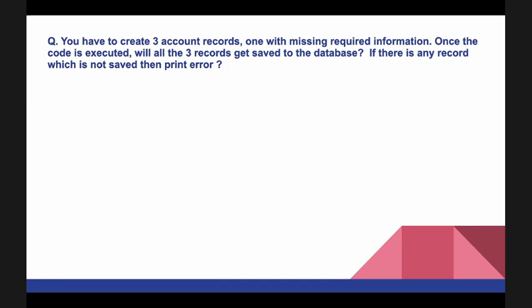So if we are talking about the question, they are saying that we have to create three account records, and one is missing the main required information. So will we be able to save all the three records? Of course not. For example, the name is needed in the account, and if we are not putting that, it throws an error, right? Whenever you do it in the UI. The same goes when you are saving it through the code. So it will not let us save.